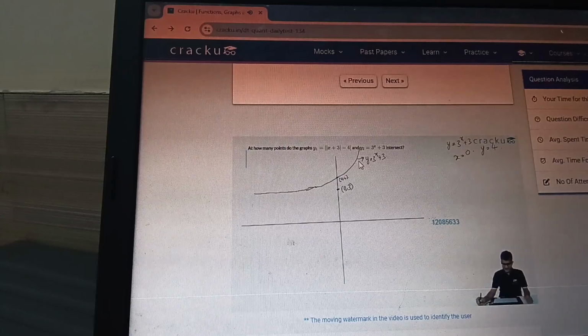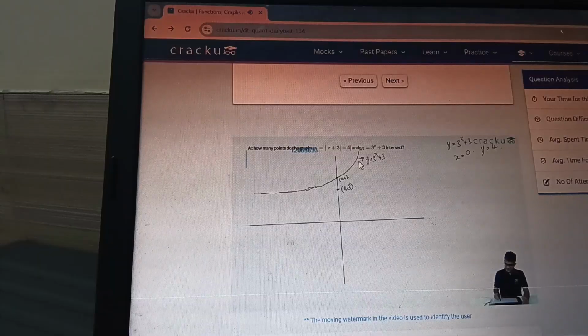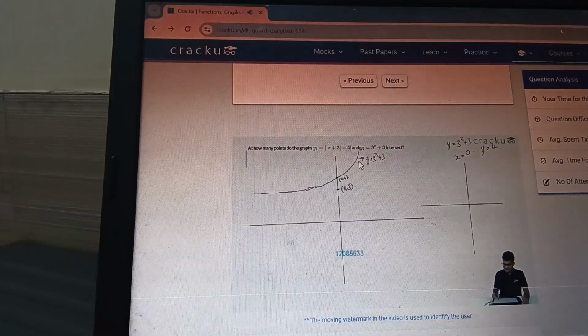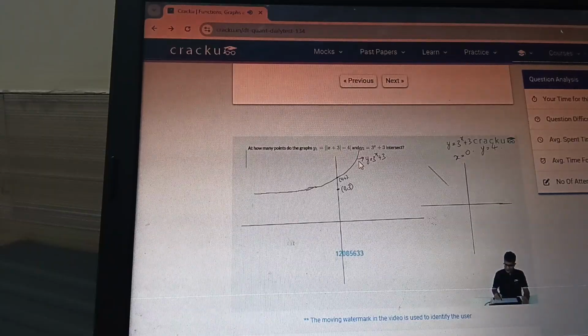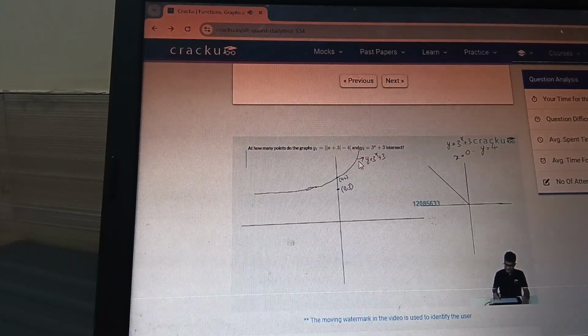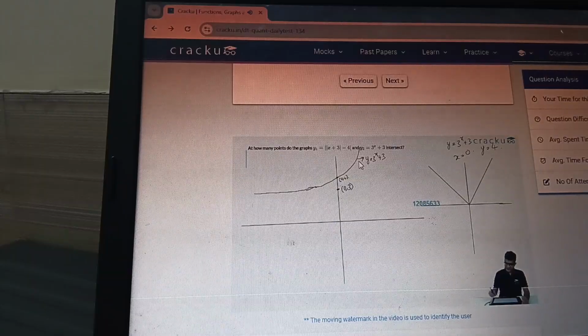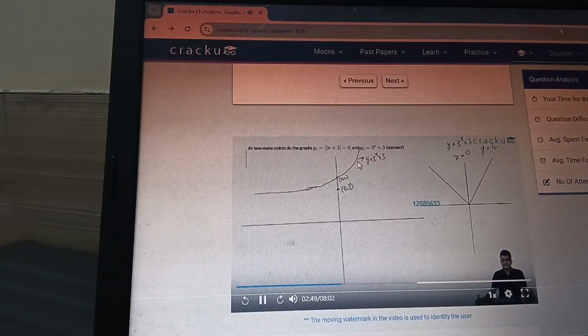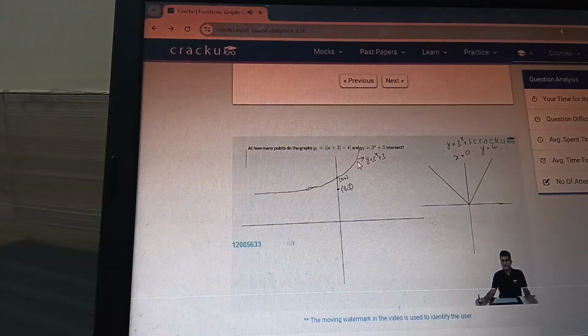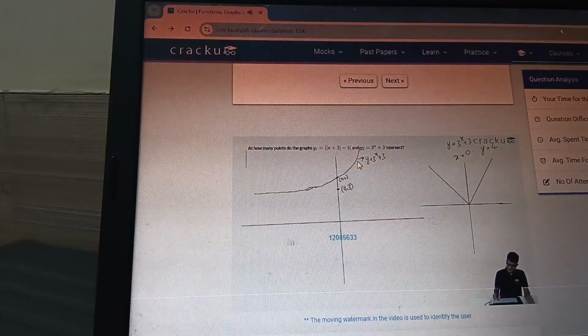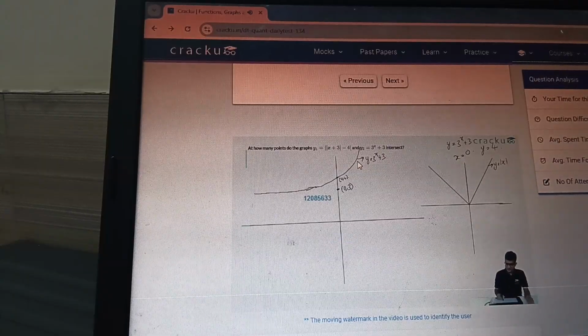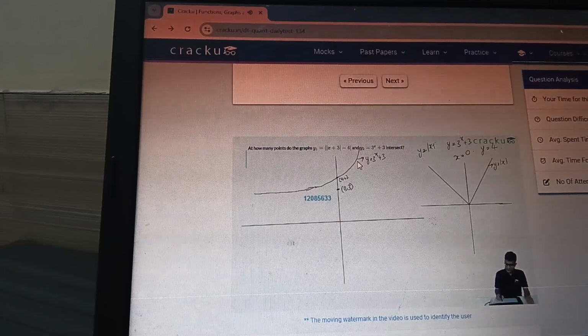How does the curve y is equal to modulus of x plus 3 minus 4 look like? Let us first draw the curve y is equal to modulus of x. So this is the y-axis and this is the x-axis. The curve y is equal to modulus of x will look something like this. It will have a V shape and it will be symmetrical around the y-axis. This is y is equal to modulus of x. Now how does the curve y is equal to modulus of x plus 3 look like?